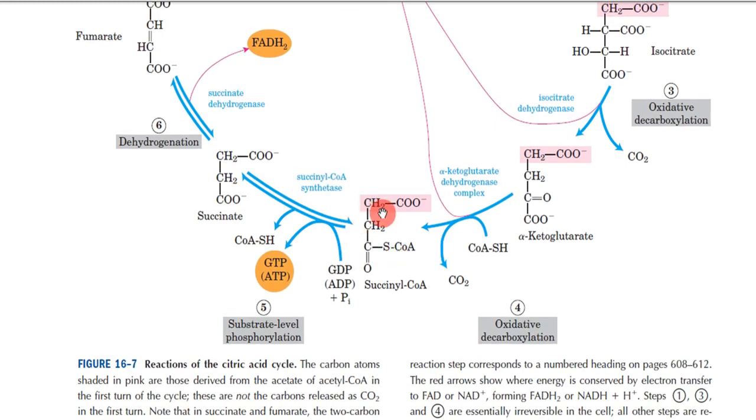Then the succinyl coenzyme A hydrolyzes its coenzyme A, and the released energy is trapped in the form of GTP. One GDP is phosphorylated into GTP, and the coenzyme A is released from the succinyl coenzyme A. Then the resulting carbon skeleton is called succinate. The whole reaction is catalyzed by succinyl coenzyme A synthetase.